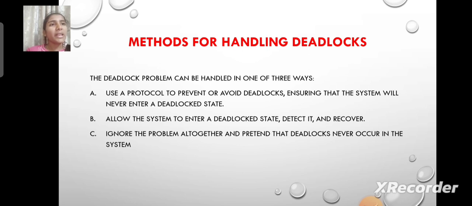Methods of handling deadlocks. The deadlock problem can be handled in one of three ways. Use a protocol to prevent or avoid deadlocks, ensuring that the system will never enter a deadlocked state. Allow the system to enter a deadlocked state, detect it, and recover. Ignore the problem altogether and pretend that deadlocks never occur in the system.